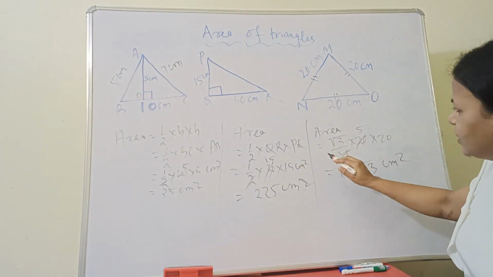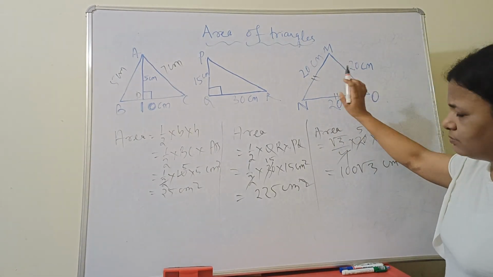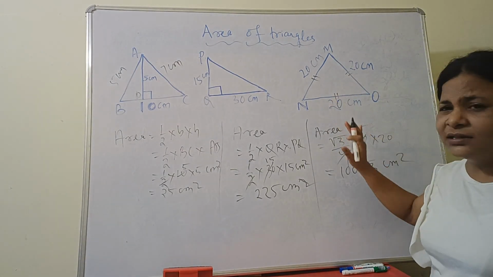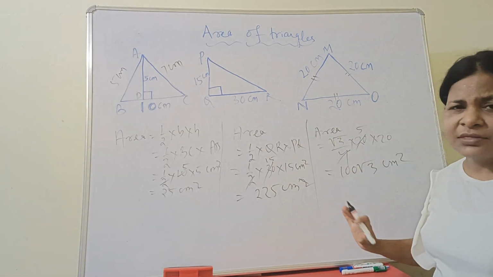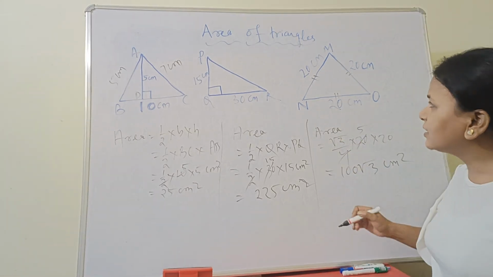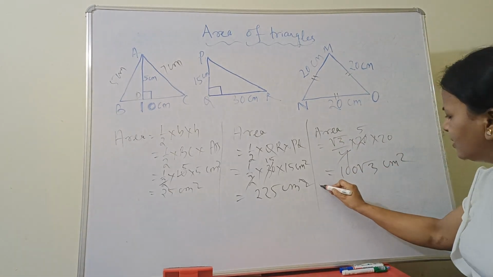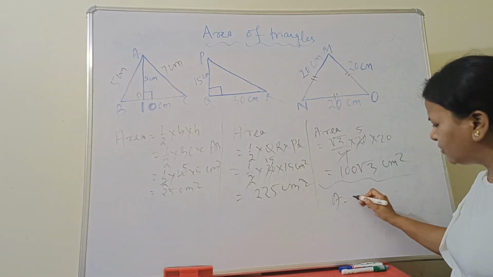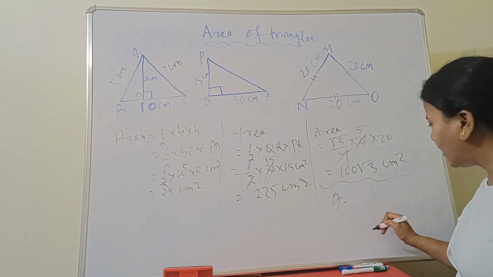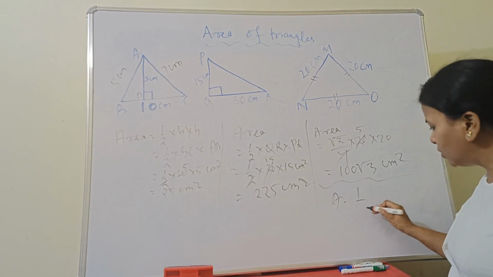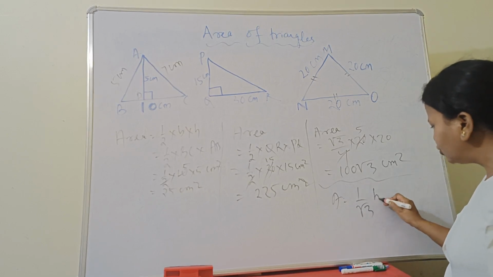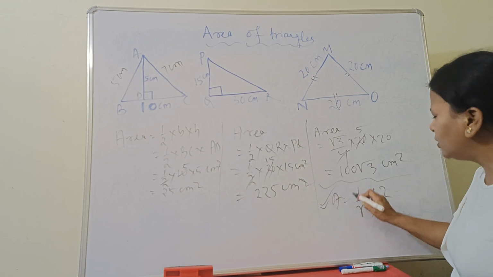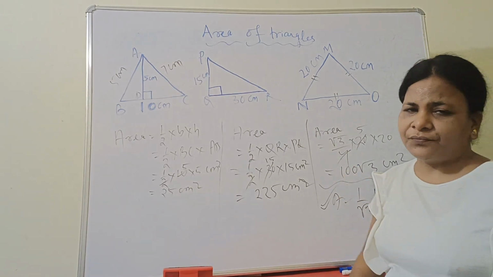But for example, if this equilateral triangle's height is given, and the side is not given, in that case, how would you find out the area? So remember that formula: the area of an equilateral triangle also can be found out by taking 1 by root 3 h square. This is also another formula in which we can find out its area.